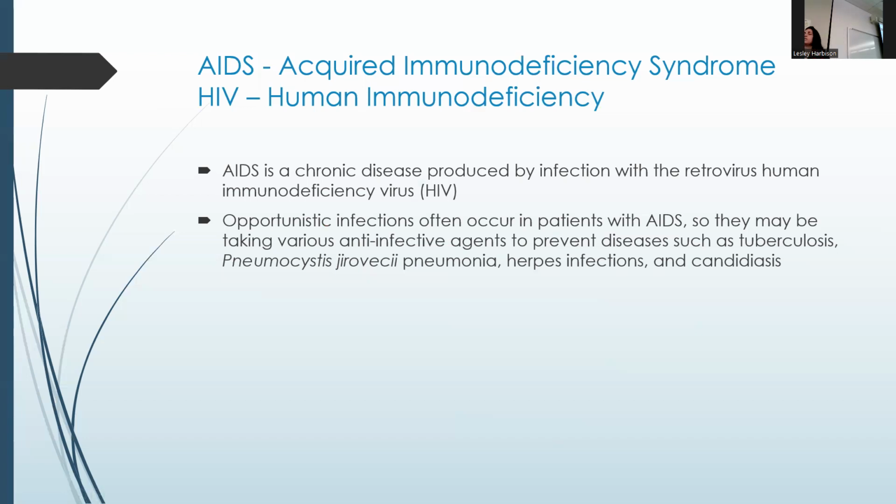Acquired immunodeficiency syndrome, HIV, human immunodeficiency virus. So AIDS is a chronic disease produced by infection of the human immunodeficiency virus, or HIV. Opportunistic infections often occur in patients with AIDS, so they may be taking various anti-infective agents to prevent disease, such as tuberculosis and all these other ones.